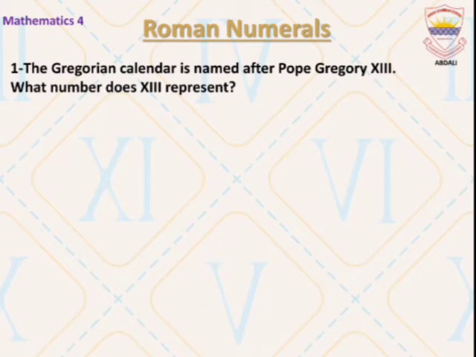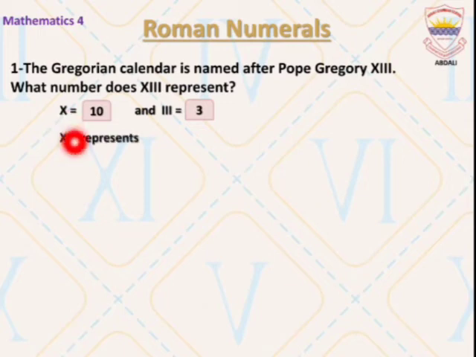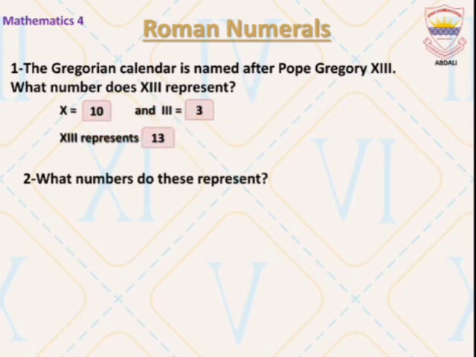Question number 1 is: the Gregorian calendar is named after Pope Gregory XIII. What number does XIII represent? Yes, students. X represents 10 and III represents 3. When we add 10 with 3, we get 13.